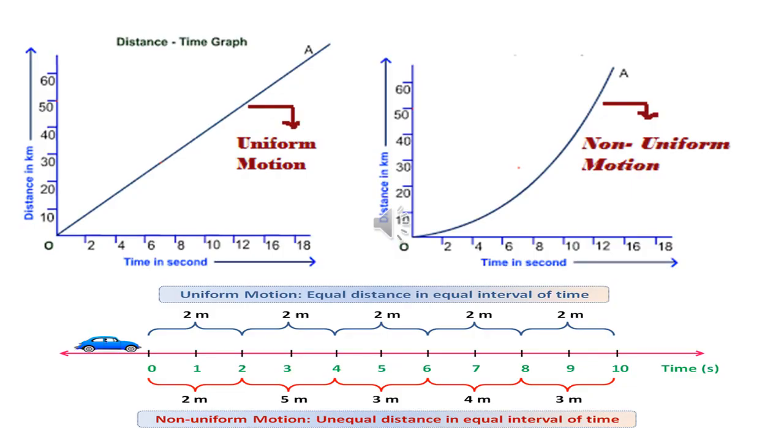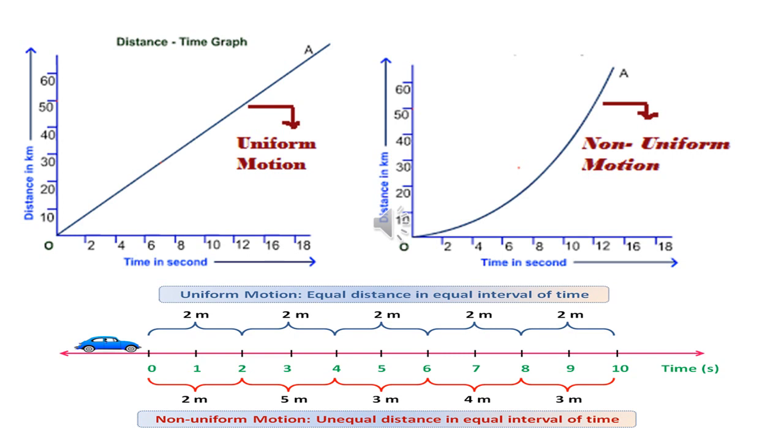The uniform motion and non-uniform motion. The uniform motion: equal distance in equal intervals of time. For example, when a car moves from the rest position to 2 meters distance, the distance is the difference between them, 2 minus 0, and it takes time from 0 to 2 seconds. So the difference in time equals 2. So the distance covered equals 2 and the time equals 2.